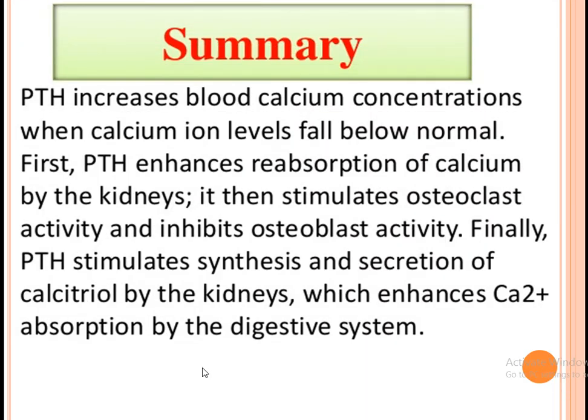So, in summary, parathyroid hormone increases blood calcium concentration when calcium ion levels fall below normal. Firstly, parathyroid hormone enhances reabsorption of calcium by the kidney. It then stimulates osteoclast activity and inhibits osteoblast activity. Finally, it stimulates synthesis and secretion of calcitriol by the kidneys, which enhances calcium absorption by the digestive system.